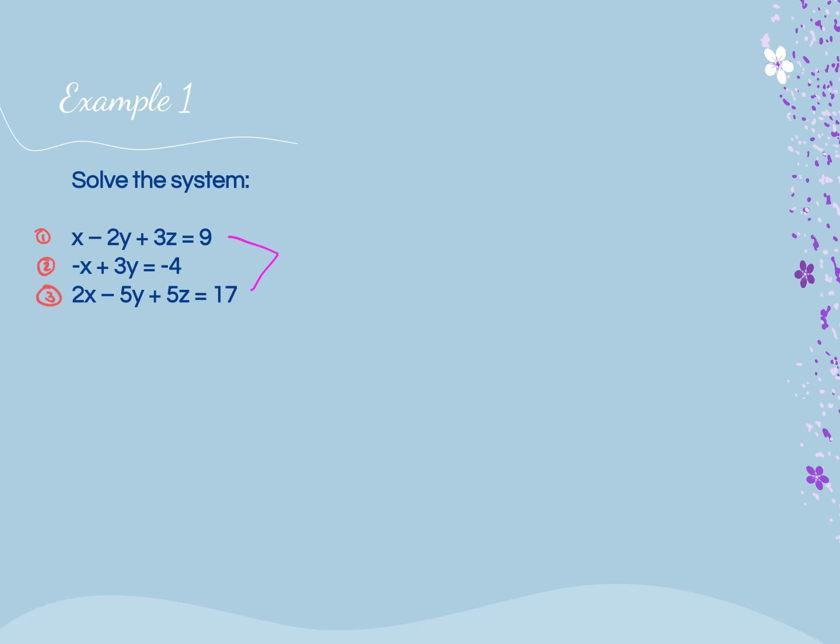So I'm going to take lines 1 and 3, and I'm going to cancel the z so that I can then pair it with 2, because that one's already got the z gone. So if I grab 1 and 3, I have x minus 2y plus 3z equals 9. And then I'm going to grab 2x minus 5y plus 5z equals 17.